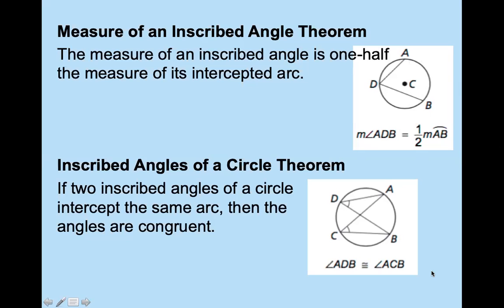Inscribed Angles of a Circle Theorem is our next theorem. It says if two inscribed angles of a circle intercept the same arc, then the angles are congruent. So if I look, angle ADB here intercepts arc AB. I also have angle ACB. It also has an intercepted arc AB. Since they both have the same intercepted arc, the two angles ADB and ACB have to be congruent to each other.